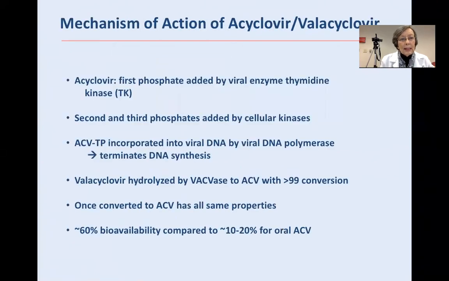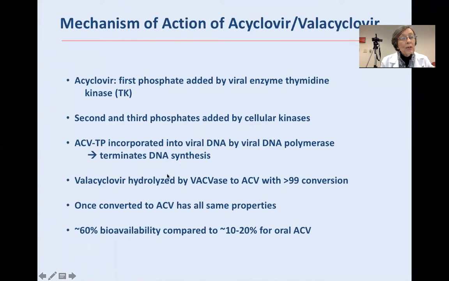So how do these act? With acyclovir, the first phosphate is added by a viral enzyme, virally encoded enzyme, the thymidine kinase, or TK. And then the second and third phosphates are added by cellular kinases. The ACV triphosphate then is incorporated into the viral DNA by the virally encoded DNA polymerase. And this then terminates DNA synthesis.